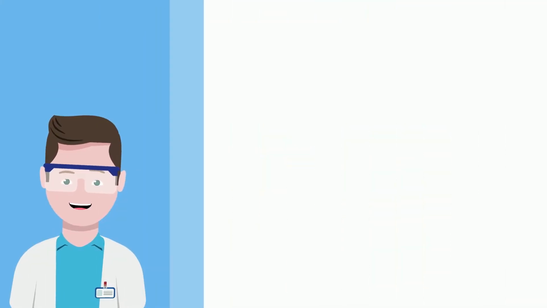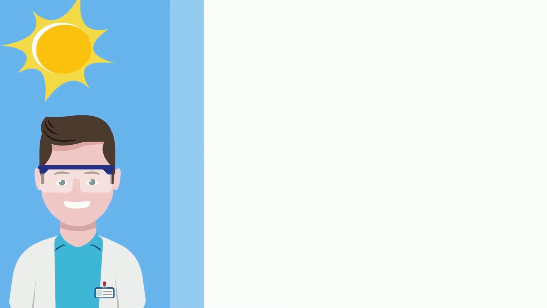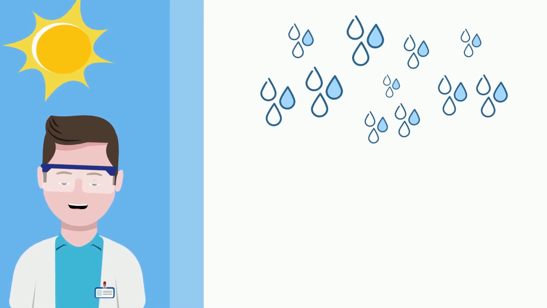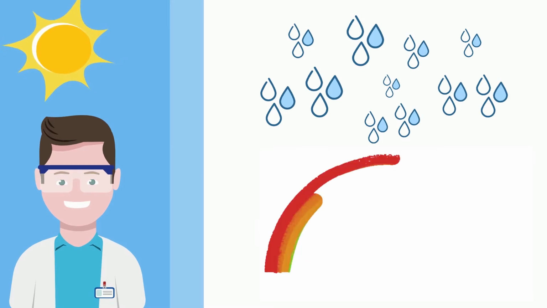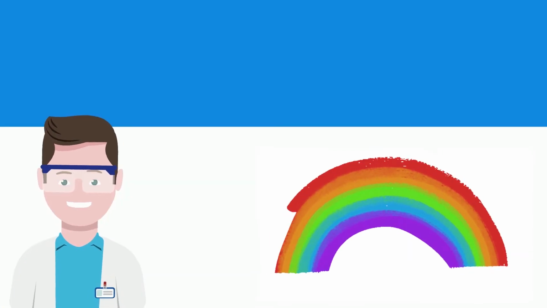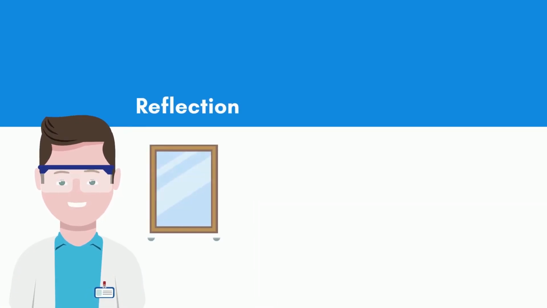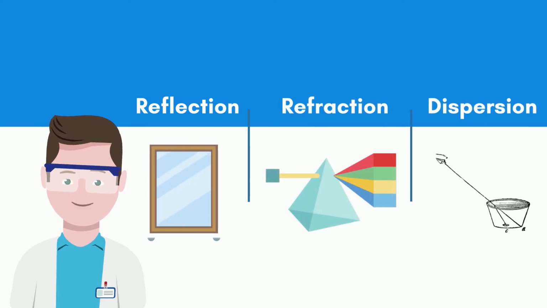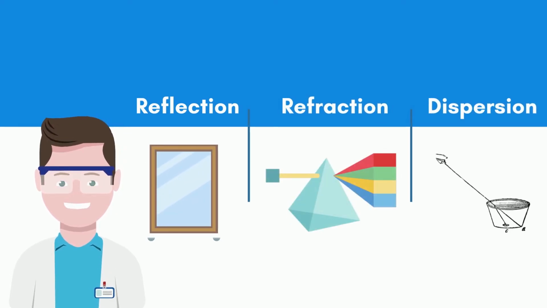The properties and behavior of light and how it interacts with water droplets form one of the most colorful meteorological events, the rainbow. This phenomenon is caused by reflection, refraction, and dispersion of light in water droplets, resulting in a spectrum of light appearing in the sky. Let's review these concepts in physics.